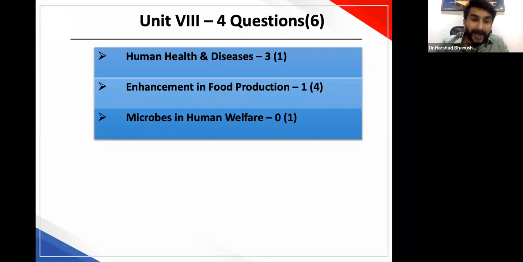The human welfare unit, human health and disease and enhancement, had a distribution which is not so much comparatively, just 4 questions from this unit, with the maximum number of questions coming from the human health and disease chapter, which is 3. Enhancement had just a single question, and microbes had no question at all. At least 1 was expected, which was not seen. Last year, the enhancement chapter had 4 questions. This year, just a single question was asked regarding enhancement of food production.